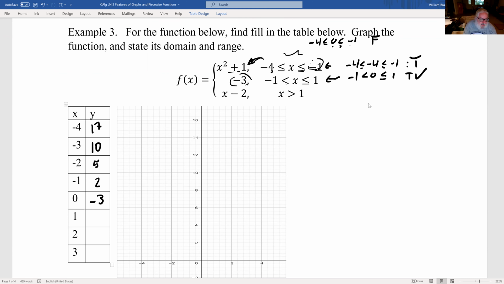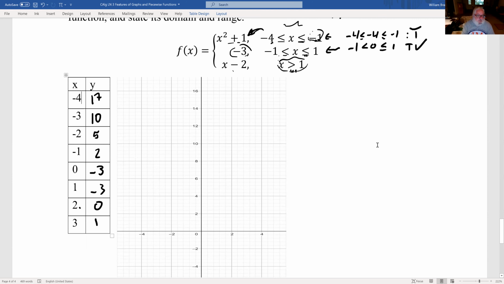Likewise, if x is 1, that means you're in this interval because this is a less than or equals. And so we get a minus 3. If x is 2, well, 2 is bigger than 1. So that makes this sentence true. And so we use this formula. And so that gives me 0. And 3 is bigger than 1. And 3 minus 2 is 1. So there's my x's and my y's.